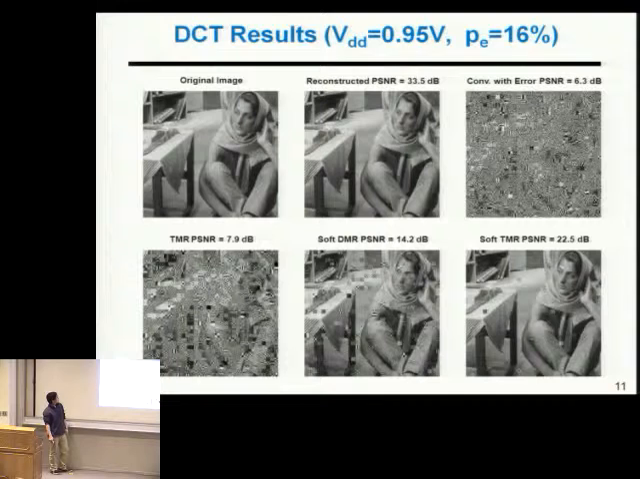So the simulation results show the original image, and this is the image through a DCT with no errors. You can see the conventional one with errors is completely distorted. You cannot tell what the original figure was, whereas in TMR you can barely see the outlines of the figure. However, soft DMR and soft TMR are shown to considerably reduce the errors.